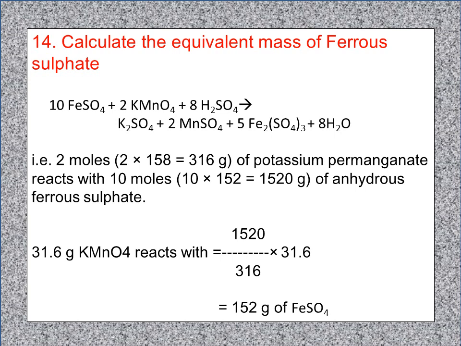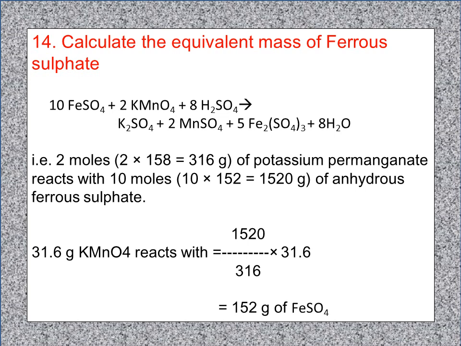On the left side, 2 moles of potassium permanganate, 2 KMnO4, are used. 2 into, what is the molecular mass of potassium permanganate? Already we have seen it is 158. So 2 into 158 will be equal to 316 grams. That is, 2 moles of potassium permanganate means 316 grams of potassium permanganate reacts with how many moles of ferrous sulfate? You see the coefficient of ferrous sulfate FeSO4?